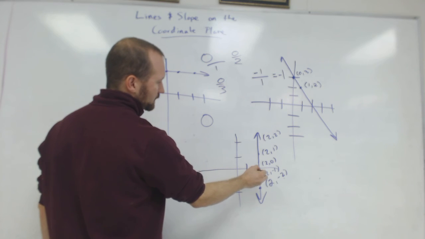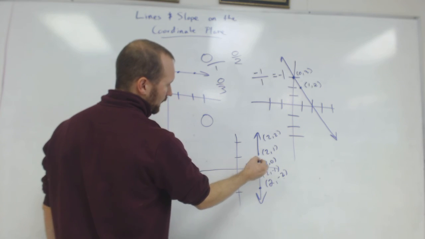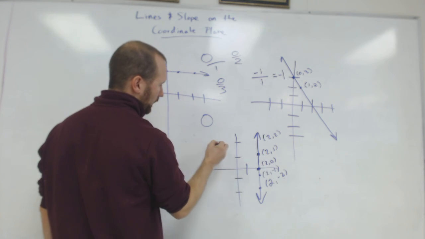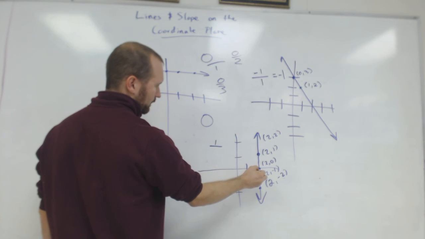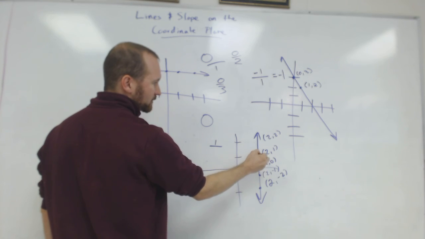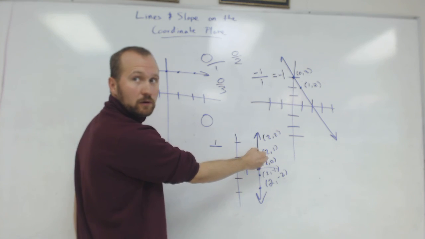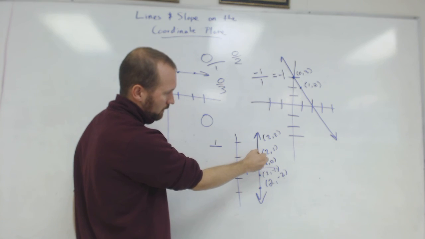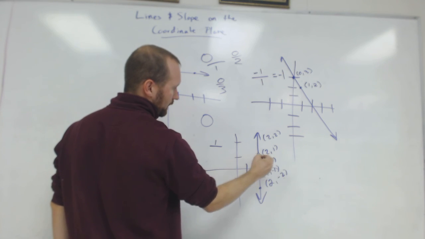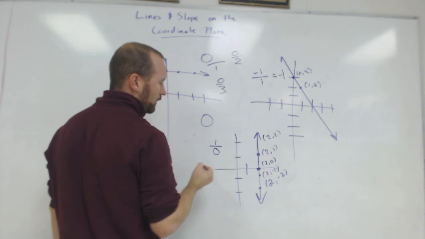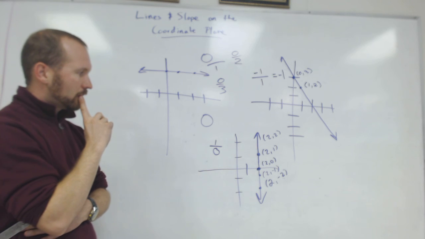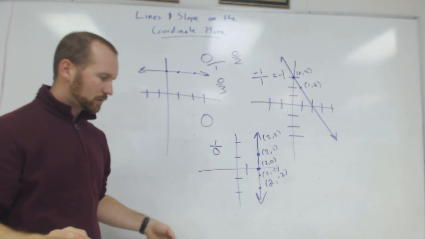Okay, so let's just choose 2 points. Maybe this point and this point. How much do I rise to get from here to here? 1. How much do I run? I don't run. I don't move to the right. So I run over 0. So it's 1 over 0. What's wrong with 1 over 0?